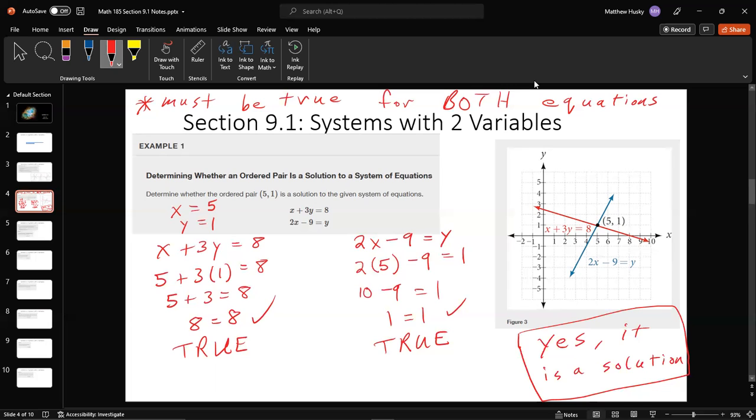If you were to make a graph of each of those equations, you would have a blue line and a red line as shown. And you can see there the point of intersection, which is 5, 1, which is visually showing us that 5, 1 is a solution. Because in concrete terms, that's what a solution to a system is. It is a point of intersection of two lines.